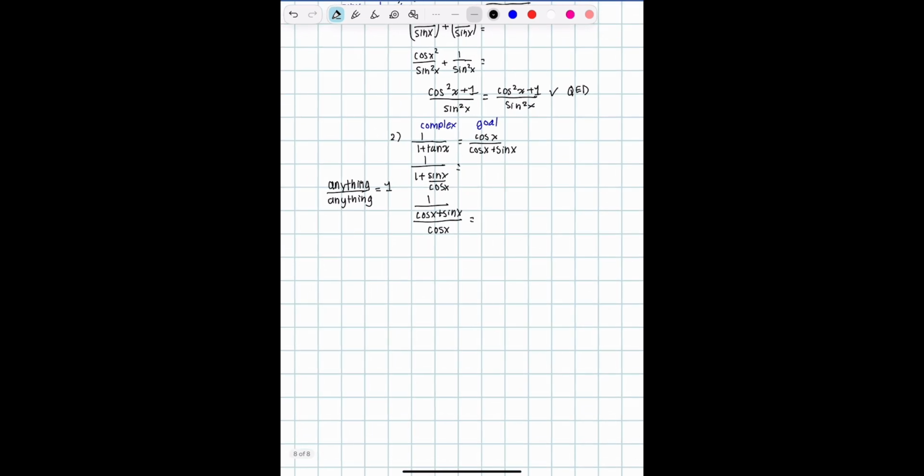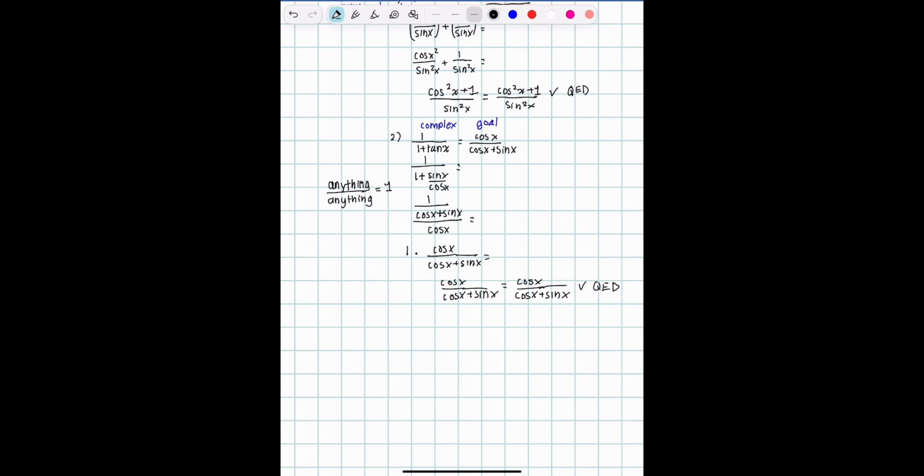Now, dividing by a fraction is basically the same thing as multiplying by its reciprocal. So we can do 1 times cosine x over cosine x plus sine x. Now from here we have cosine x divided by cosine x plus sine x, and that is equal to what our goal was. So we have successfully proved that our trigonometric identity holds true. So we are finished for this.